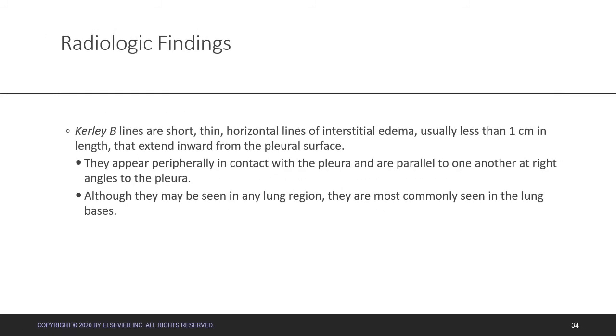Curly B lines are short, thin, horizontal lines of the interstitial edema, usually less than 1 centimeter in length, and extend inward from the pleural surface. They appear peripherally in contact with the pleura and are parallel to one another at right angles. Although they are seen in any lung region, they are most commonly seen in the lung base.